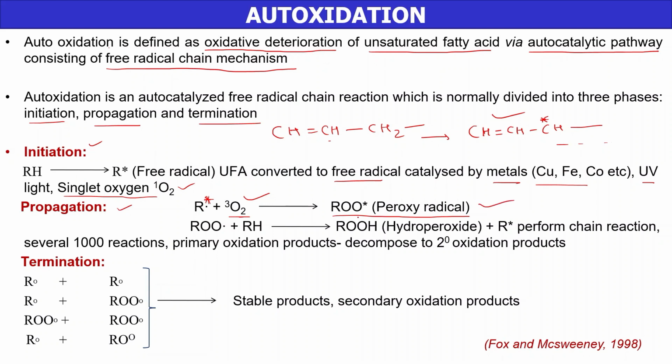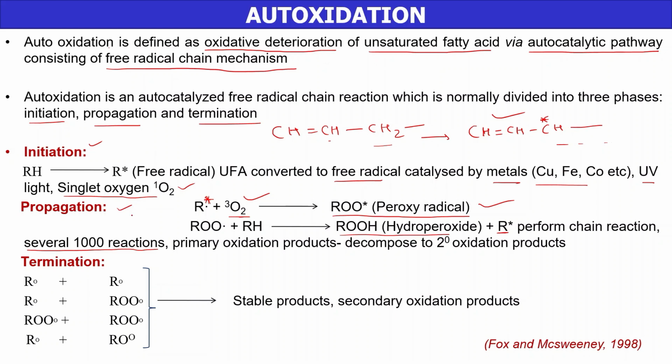Okay, now this peroxide radical, what it will do, it will abstract another hydrogen atom, that is from the nearby unsaturated fatty acid. It will abstract the hydrogen atom, the way here it has been extracted, and then there is formation of hydroperoxide, and then again a free radical formation will take place, and this free radical will further abstract the hydrogen atom from the nearby fatty acid, and thus we will have a chain reaction that will occur. So several thousand reactions will take place during the propagation step until there is formation of stable products during the termination process or by decomposition.